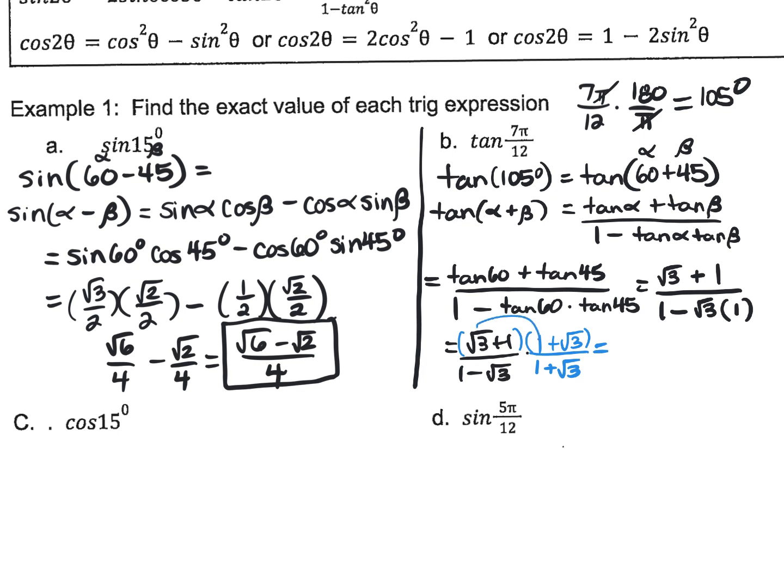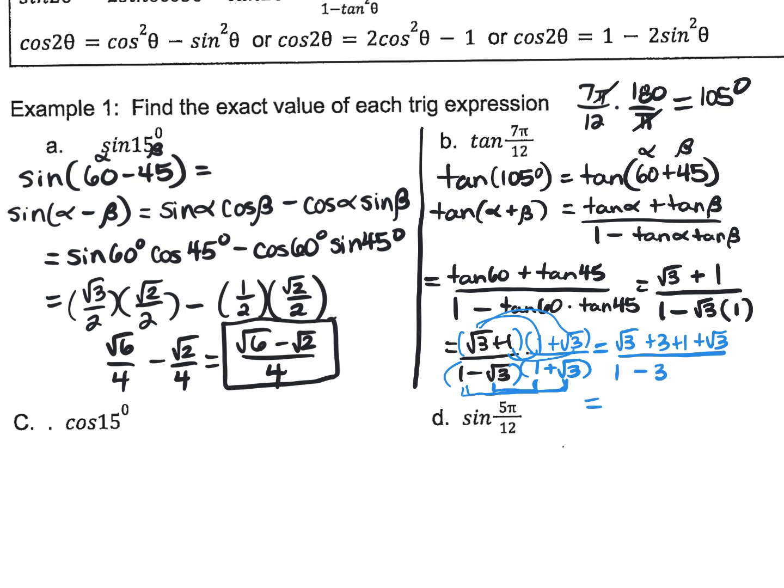Now, root 3 times 1 is root 3. Root 3 times root 3. 1 times 1 is 1. 1 times root 3. Plus root 3, minus root 3 goes away, doesn't it? And then minus root 3 times root 3.